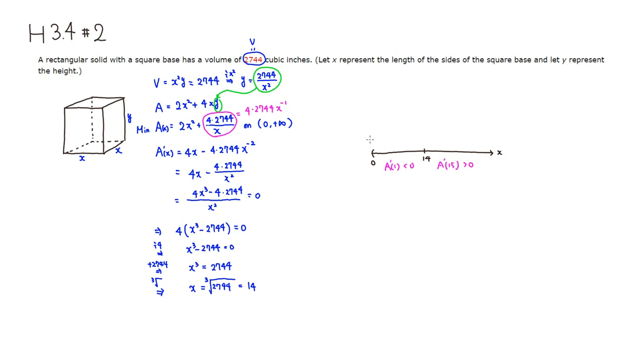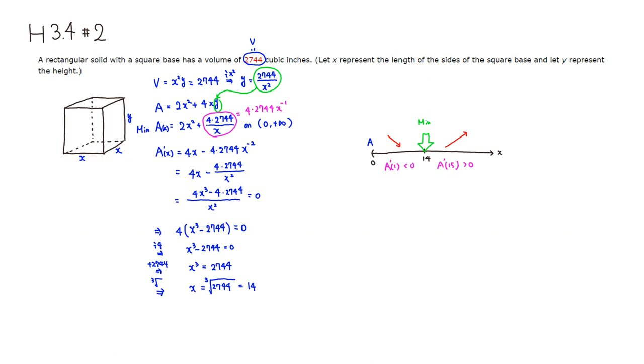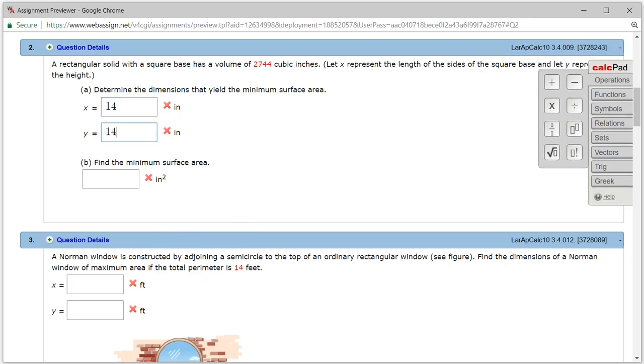So the area function is going to be decreasing here because the derivative is negative, and increasing here. So we know that we're going to have a minimum right at x equals 14, which is what we want. If you find the y value, y is equal to 2744 over 14 squared, and because 2744 is 14 cubed, this is actually 14. So the y value is 14.